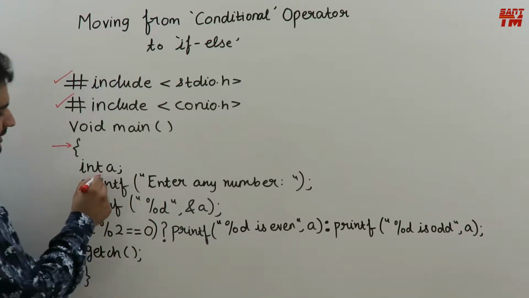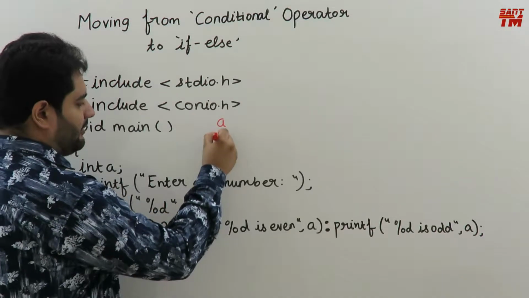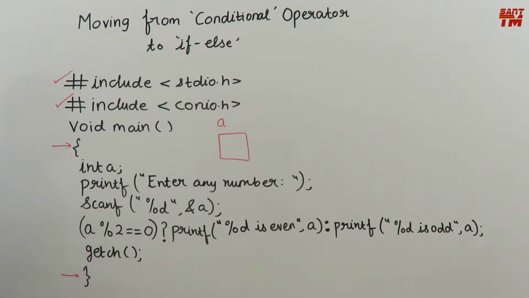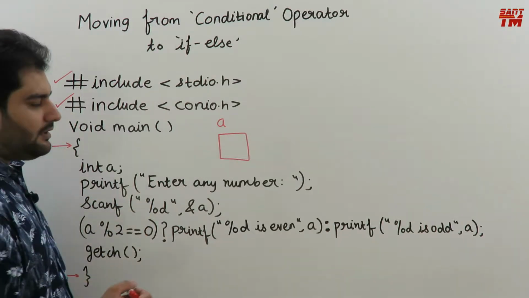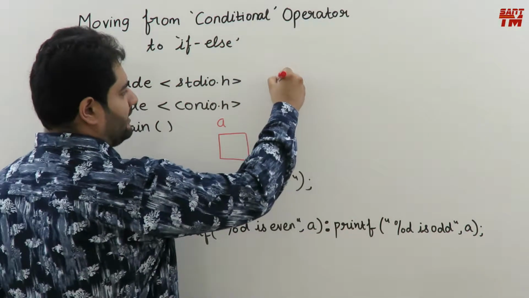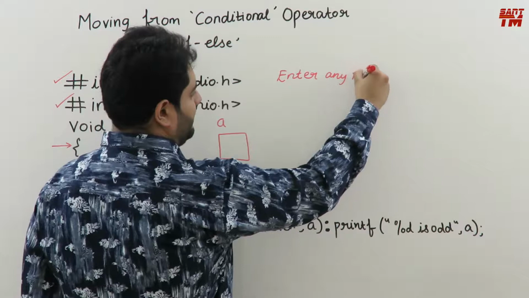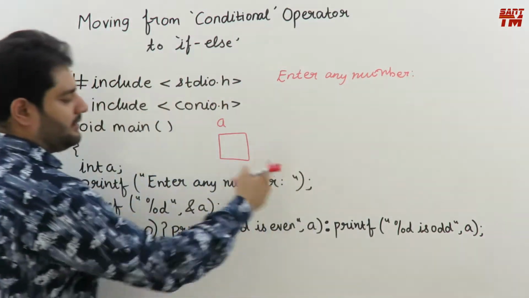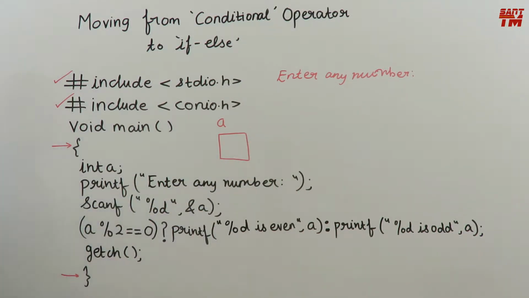Now I have taken an integer a. So what will happen in the memory? A memory will be allocated for an integer and the identifier for that memory is a. Now I have written printf "enter any number". So on your console screen, a line "enter any number" will be printed directly because it is in the printf statement and also in the double quotes. Whatever is in double quotes is printed exactly as it is.